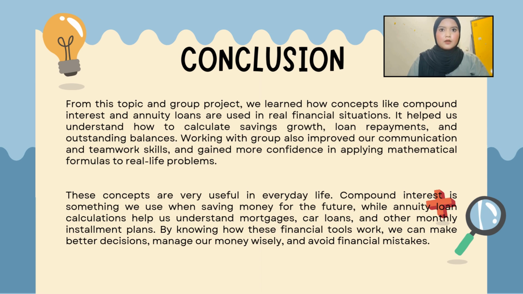Compound interest is something we use when saving money for the future, while annuity loan calculation helps us to understand mortgages, car loans, and other installment plans. By knowing how these financial tools work, we can make better decisions, manage our money wisely, and avoid financial mistakes.